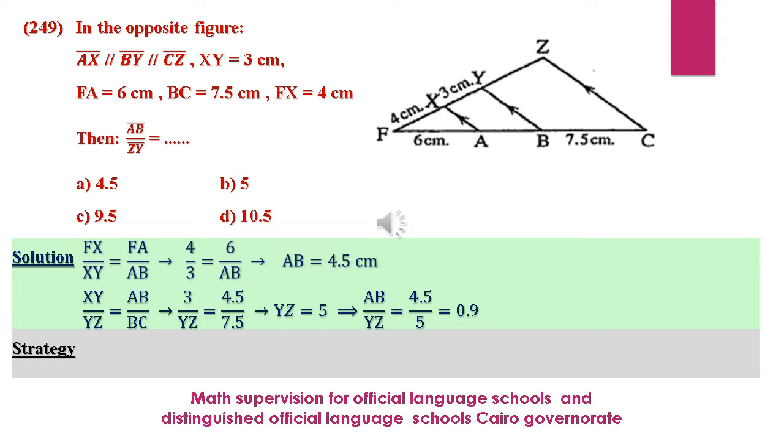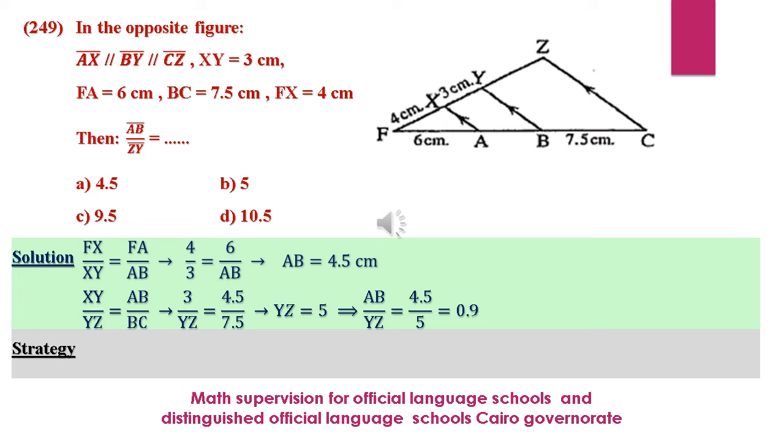Here AX is parallel to BY, parallel to CZ. XY equals 3, FA equals 6, BC equals 7.5, FX equals 4. According to Thales' theorem, 4 over 6 equals 3 over AB equals YZ over 7.5. So AB will equal 3 times 6 divided by 4, which is 18 divided by 4, 4.5.